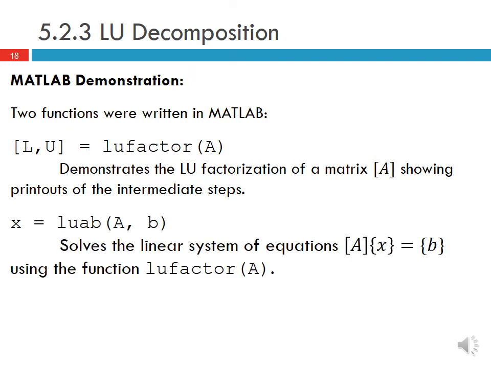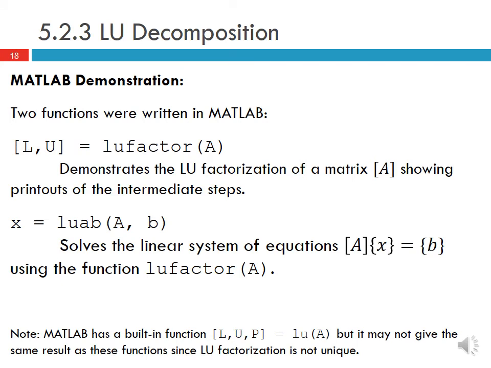The second is called LUAB, and the inputs are the matrix A and the vector B, and the output is the solution X, so it solves the linear system of equations AX equal B. It calls the LU factor function of A to do this LU decomposition, and then it performs the forward substitution and backward substitution to solve for X.